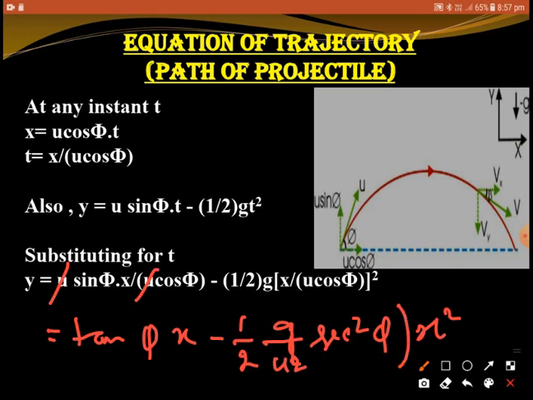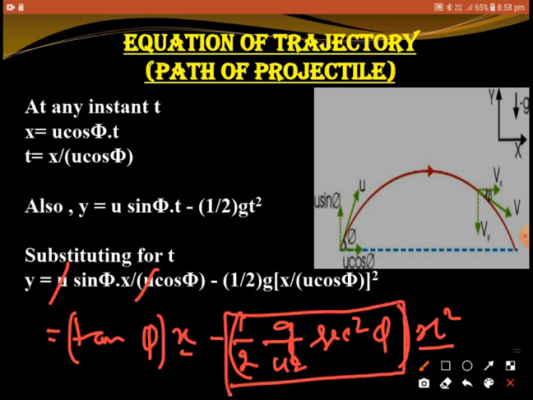So these are all the coefficients of x square. Tan phi is the coefficient of x, and here it is x square, so you can take this as a constant. Why? Because half z, initial velocity, sec square of phi, these are all constant. So we obtain the resulting last equation as quadratic in x.